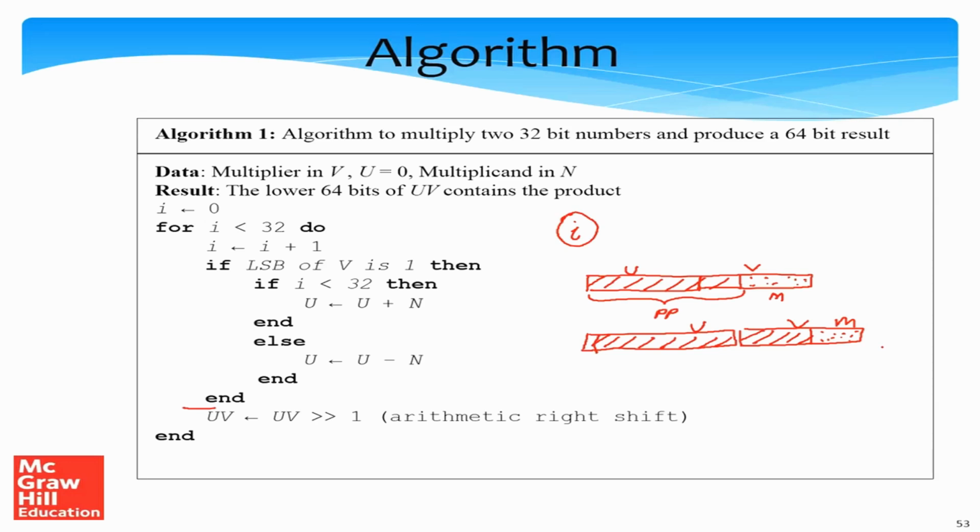So what we do now is we come to the next iteration. In the next iteration, if the partial sum is 0, well and good, we don't have to do anything. But let's consider the case where the partial sum is 1, when the least significant bit is 1. In this case, what we do is very interesting. We add the multiplicand to the register U.